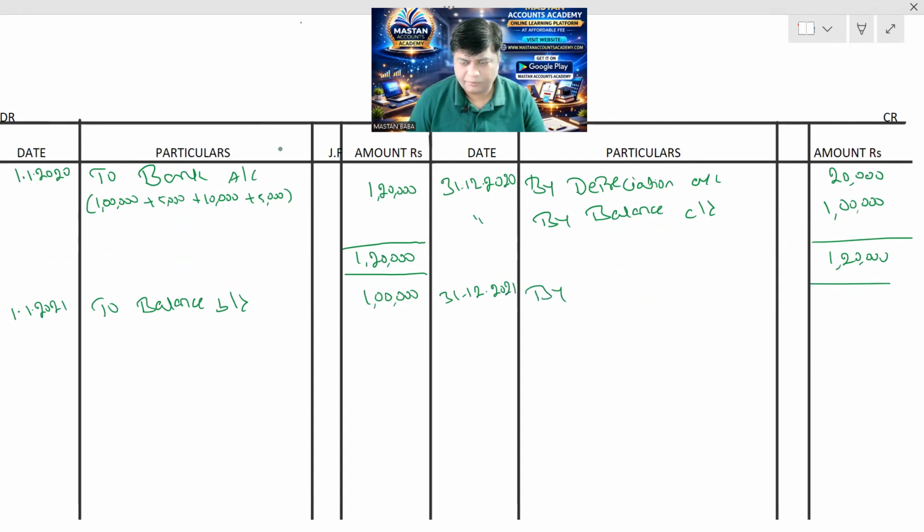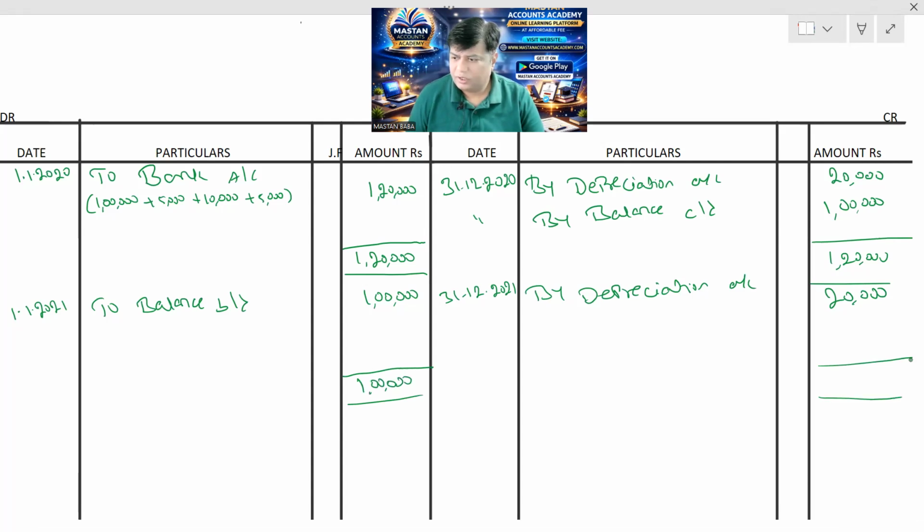31/12/2021, by depreciation account. The annual depreciation is 20,000. Again, balance the ledger. The ledger balance here is 1 lakh, here also 1 lakh. 1 lakh minus 20,000, by balance carried down 80,000.